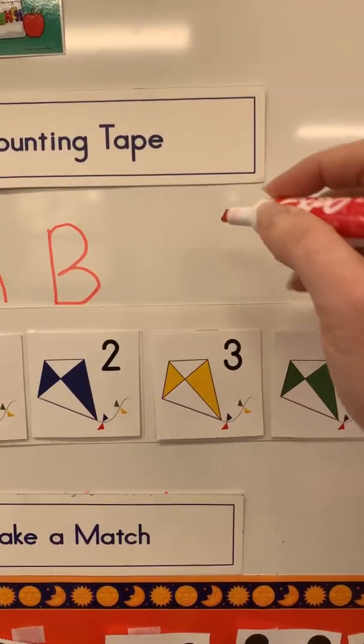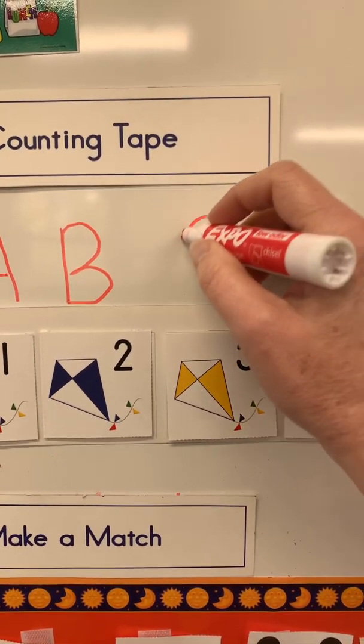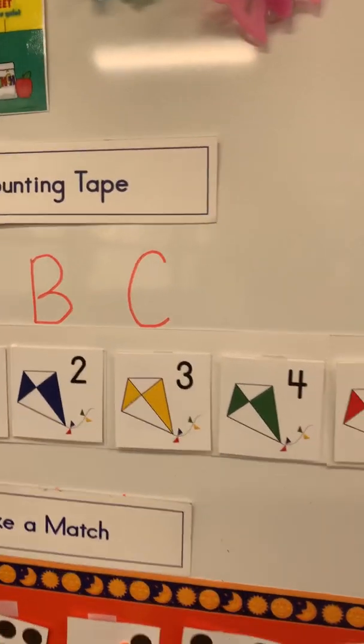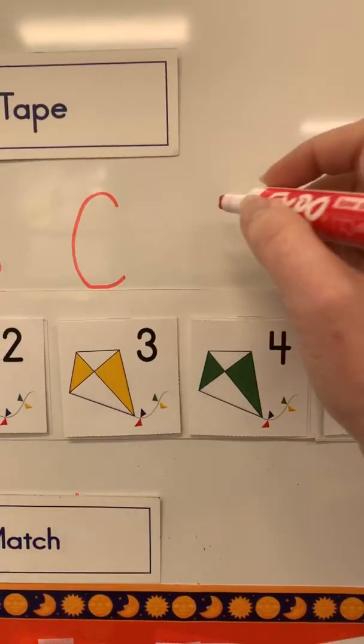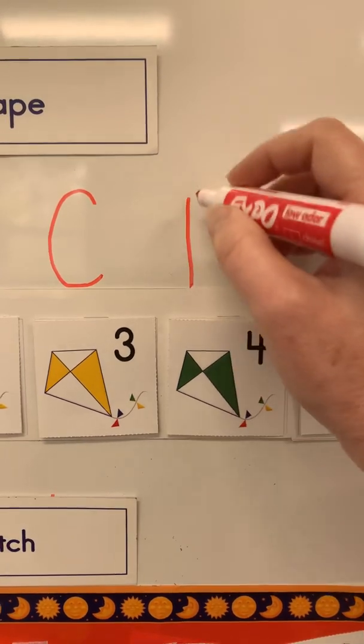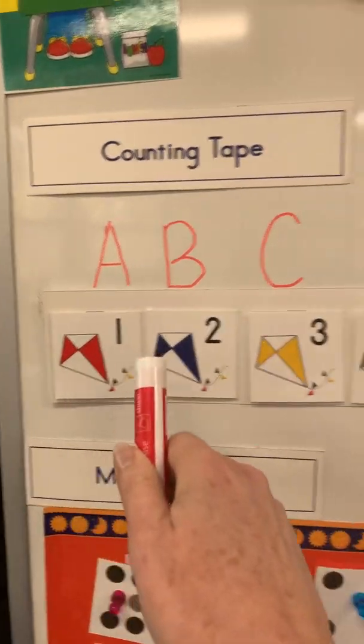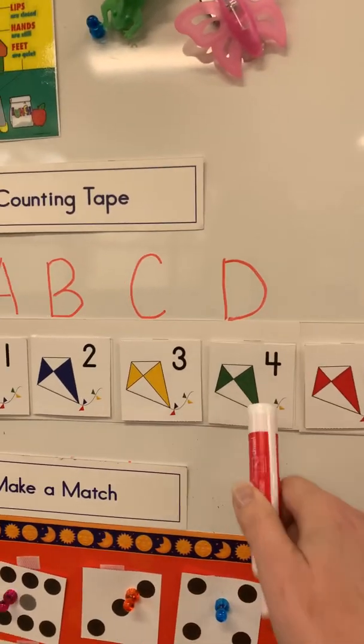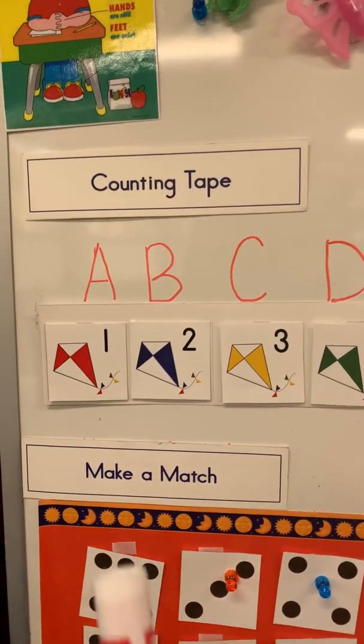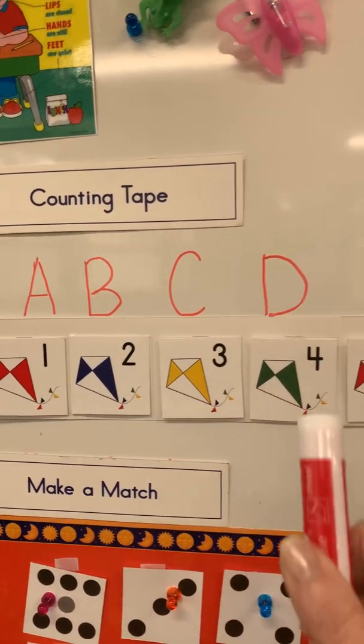Then yellow is going to be the letter C. And there's green. Green is our last new color. That's going to be D. So I have an A, B, C, D pattern, even though they're all kites, they're all different colors.